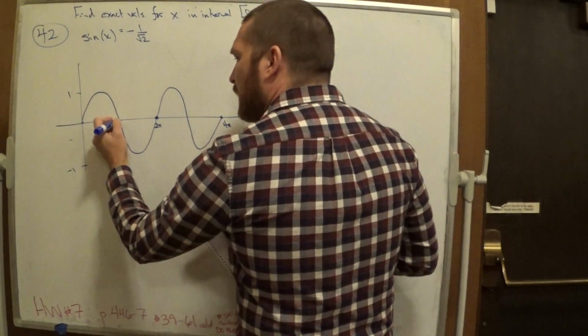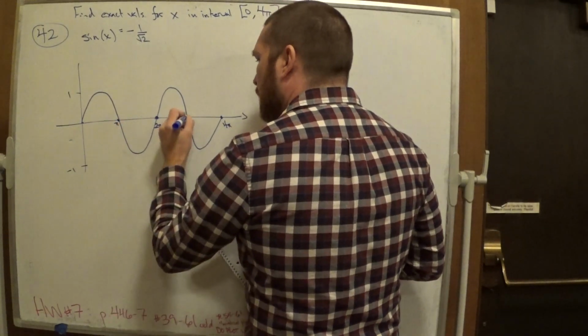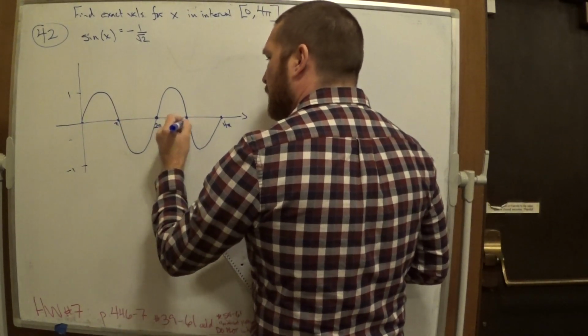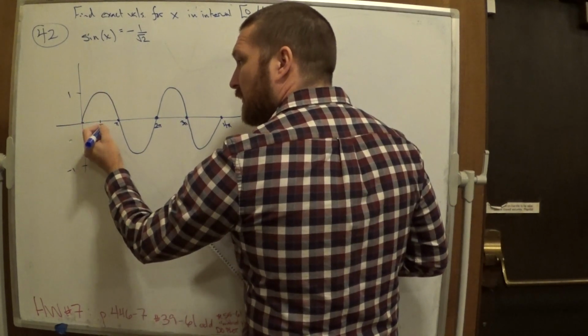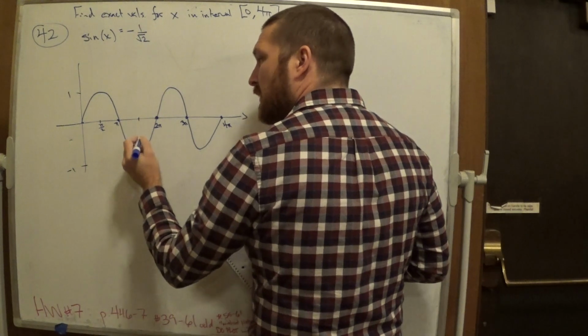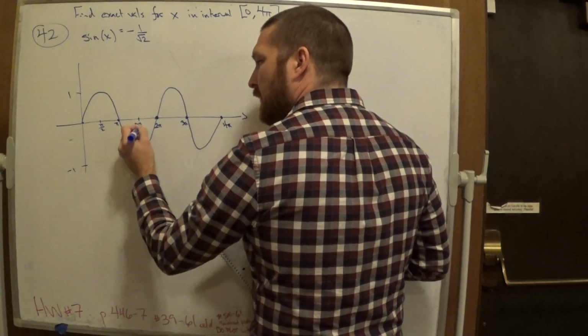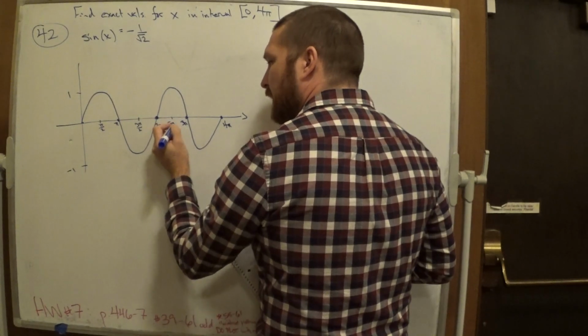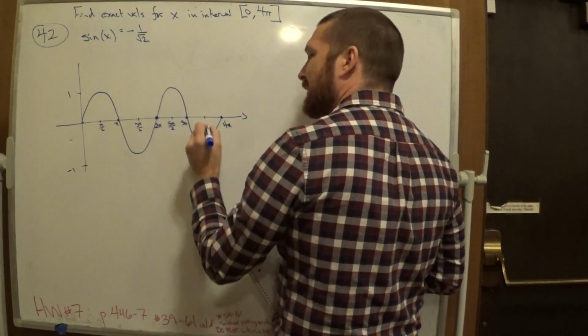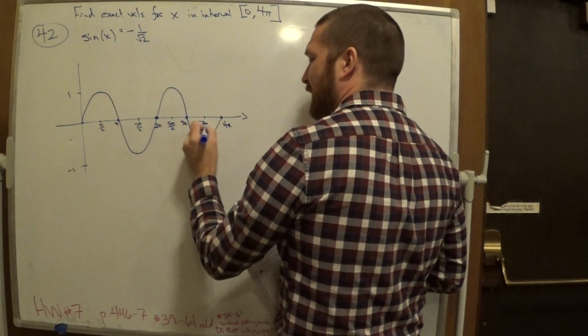So we have, this is pi, this would be 1 pi, 2 pi, 3 pi. We have, what's this? Pi over 2. Pi over 2. What's this? 3 pi over 2. This would be 5 pi over 2. Finally, 7 pi over 2.